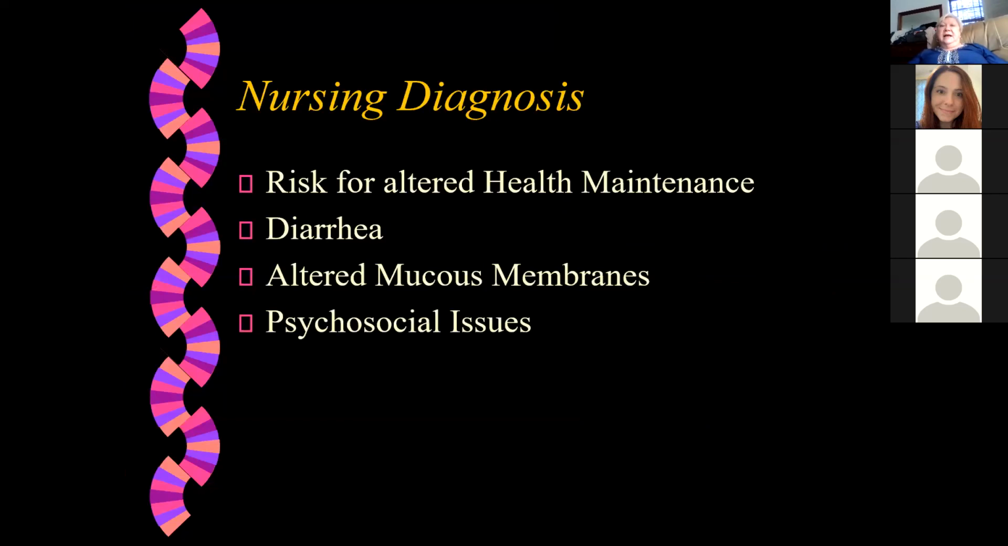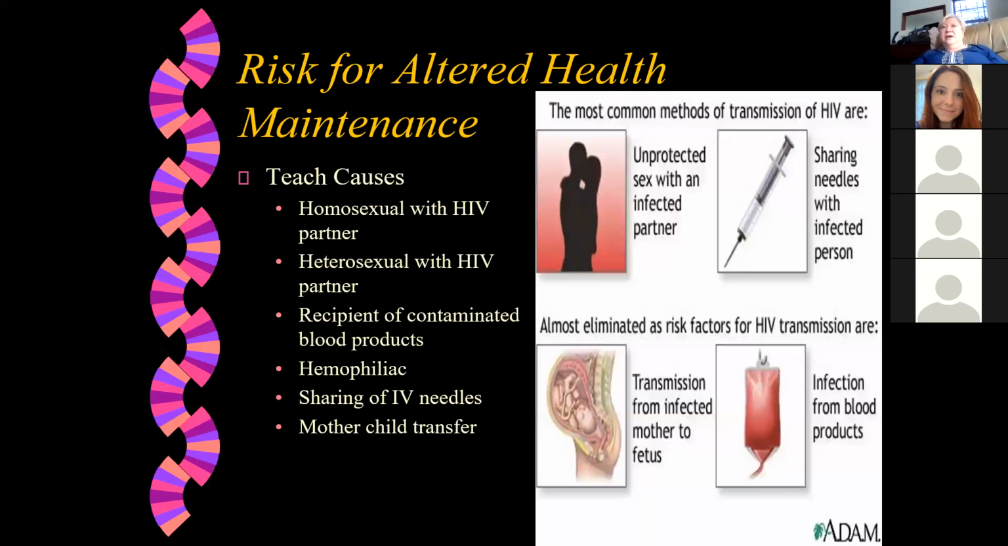These are some of the nursing diagnoses we're going to look at: risk for altered health maintenance, diarrhea, altered mucous membranes, and some of the psychosocial issues that might be affiliated with this. So, risk for altered health maintenance. One of the biggest keys for HIV is don't get it. How can we teach people about transmission? Who gets it? How do you get it? What are the methods of transmission? All of that's very, very important because people have misconceptions about how you get it.